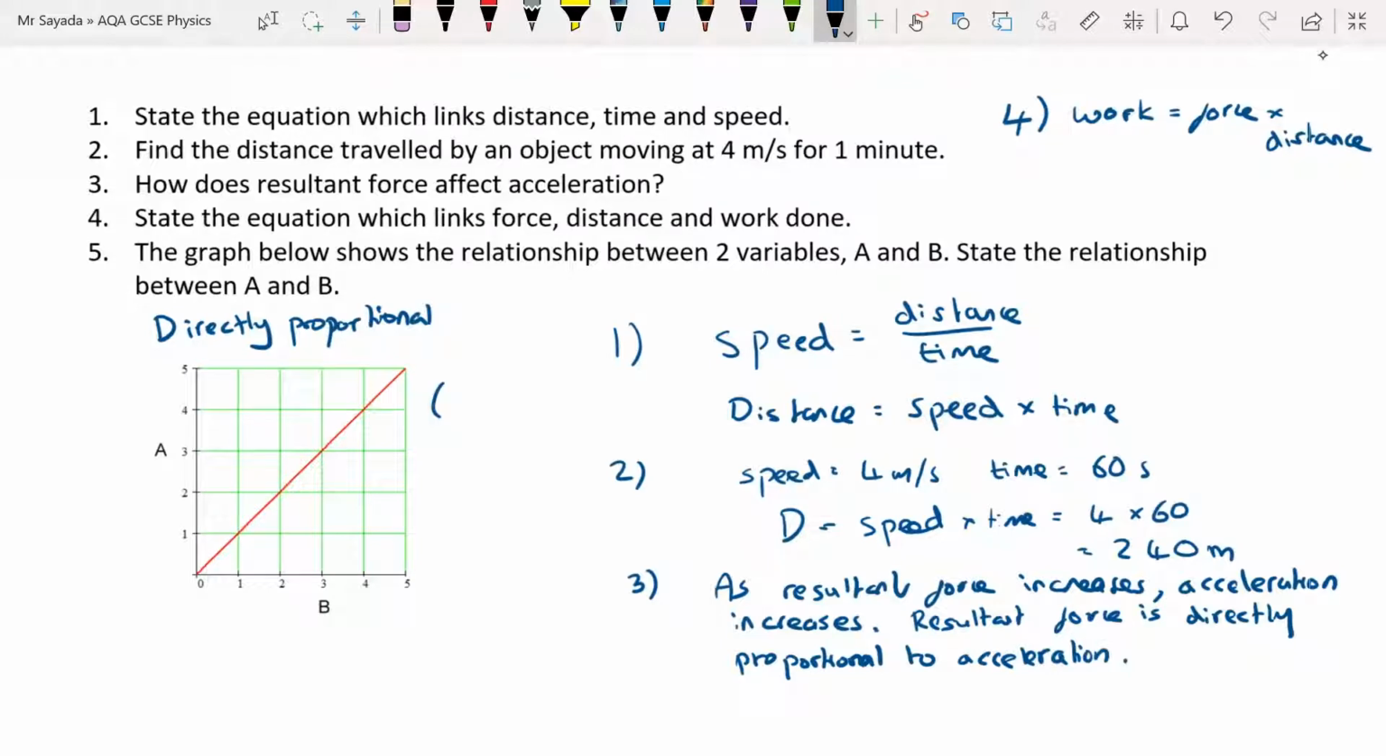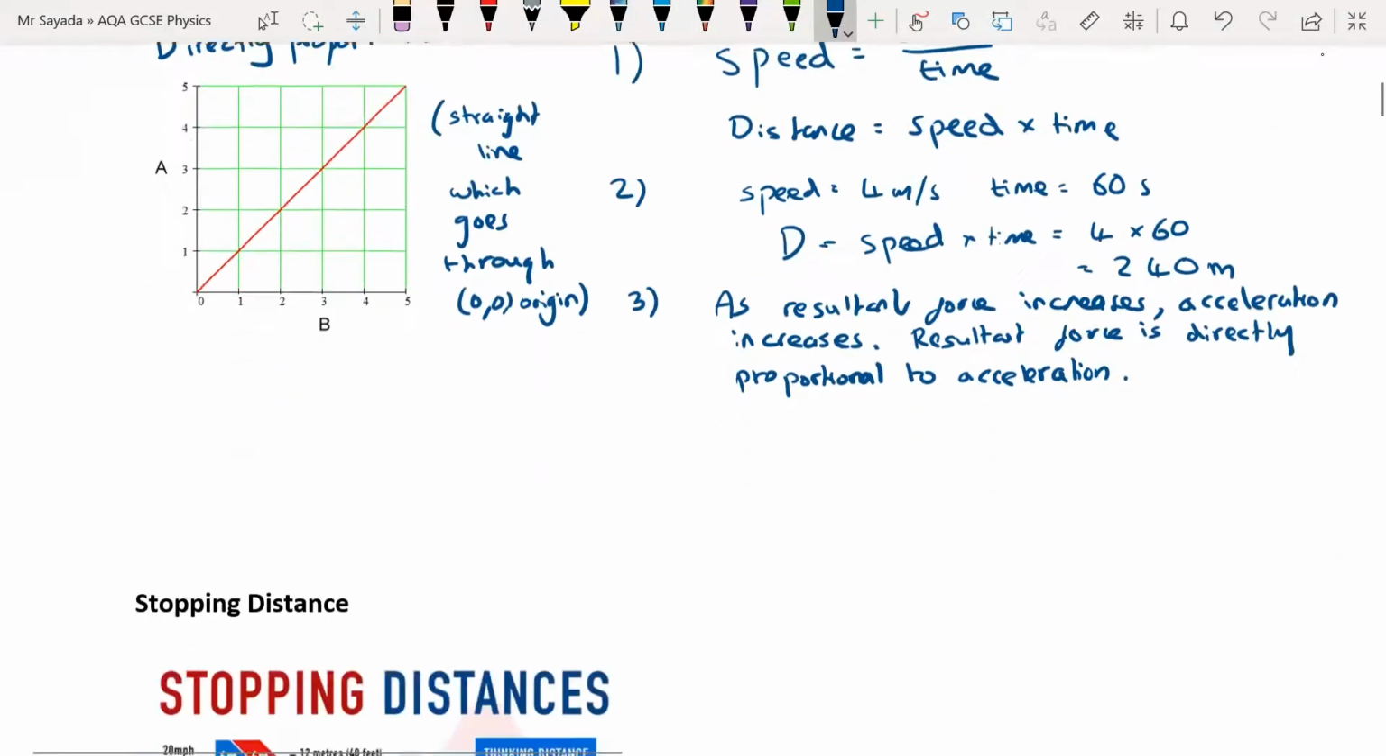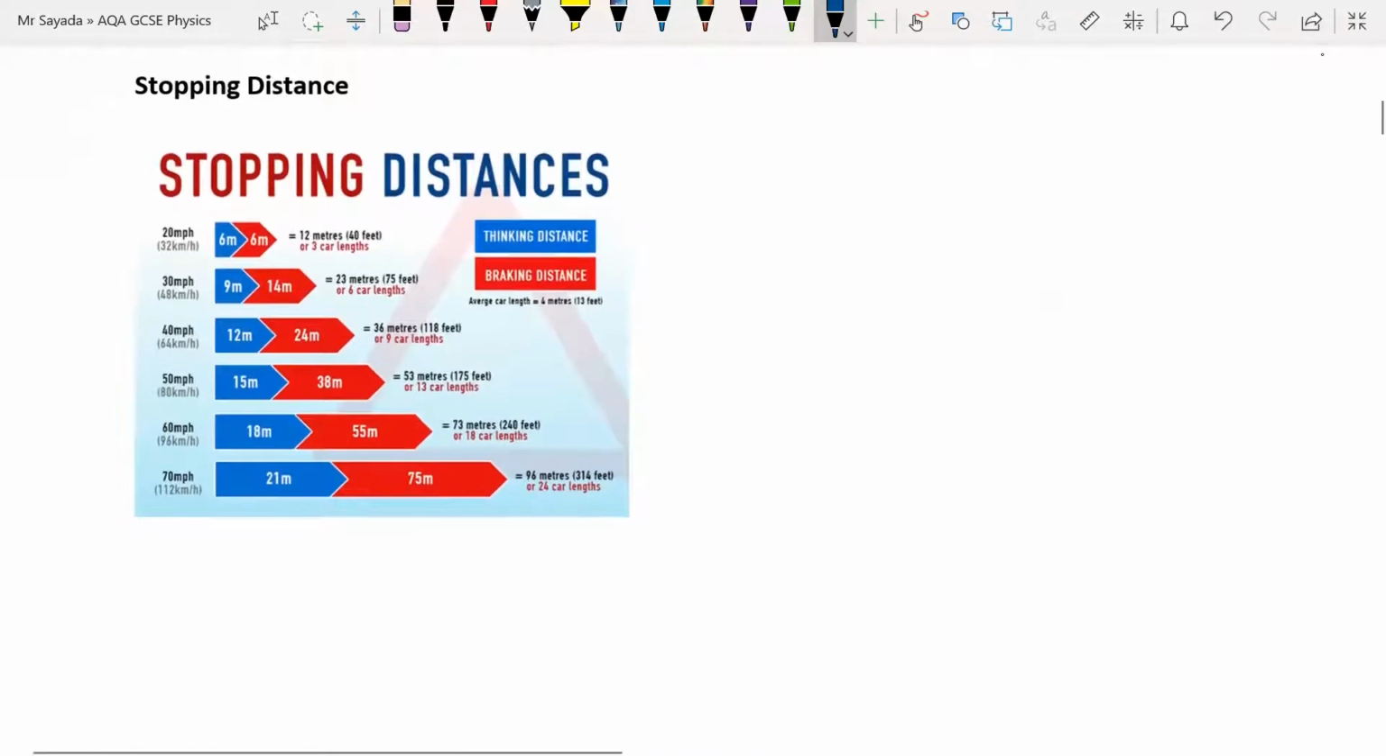So you should have said it's a straight line and it goes through 0, 0, which we call the origin. So those are a few ideas which you'll need to understand already to understand the ideas in this video. So let's start by defining stopping distance.